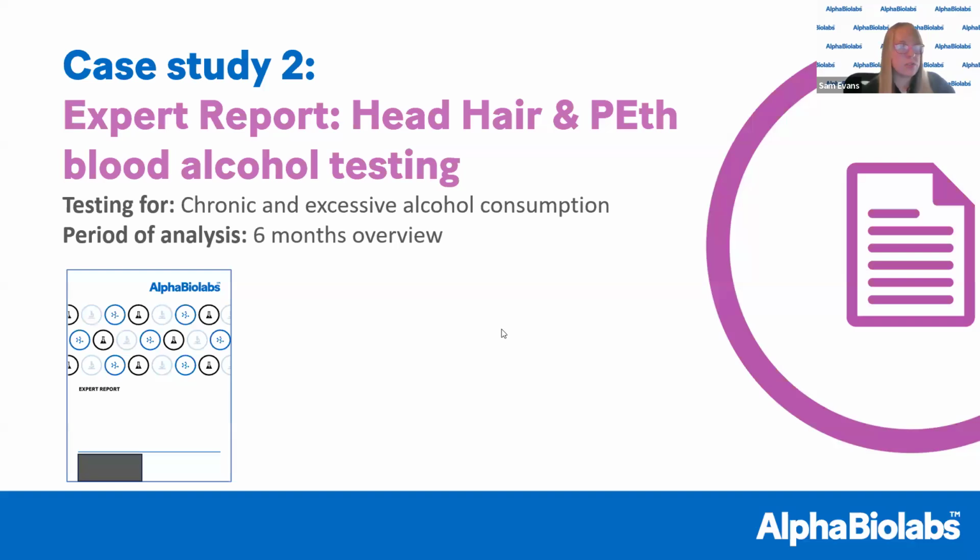So the alcohol test results are presented in the same structured reporting format as the drug test results. So this just ensures consistency in our interpretation and the layout across both types of analysis. And in this section, we explore the use of head hair and blood testing and its interpretation using a real-world example. This case involved a 6-month overview of scalp hair for alcohol markers for chronic and excessive consumption, along with a PEth blood test.